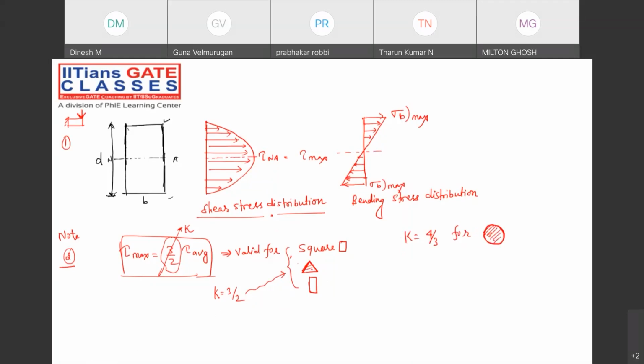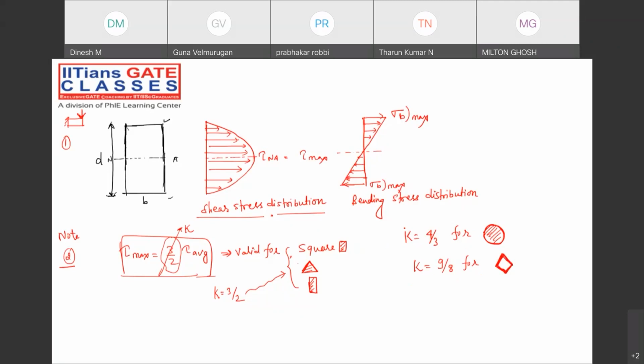All of you understanding what I'm saying? K value will be 9 by 8 for square diagonal. Square diagonal: whatever square section is there, we just rotate it by 45 degrees. That is the square diagonal I will be getting, right? Understanding or not? The proofs and all those things will be covered in the GATE course. For this examination, try to remember this.